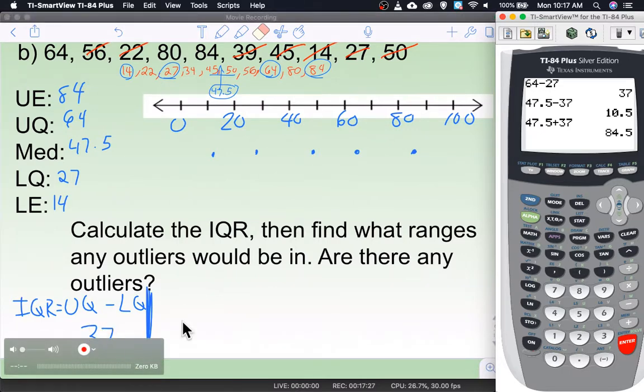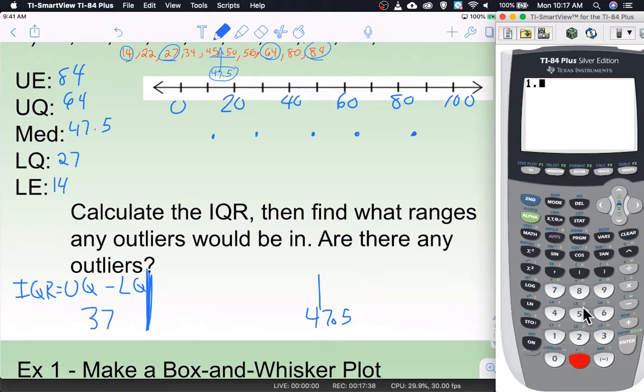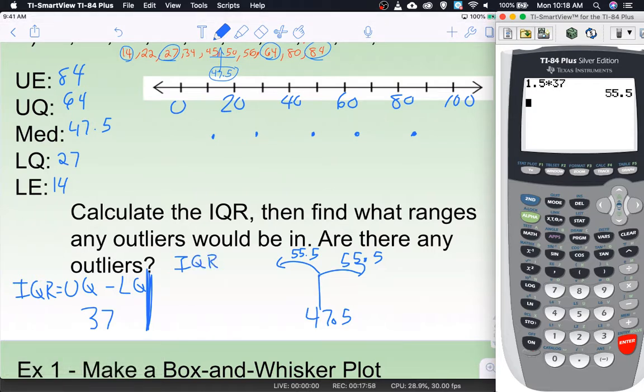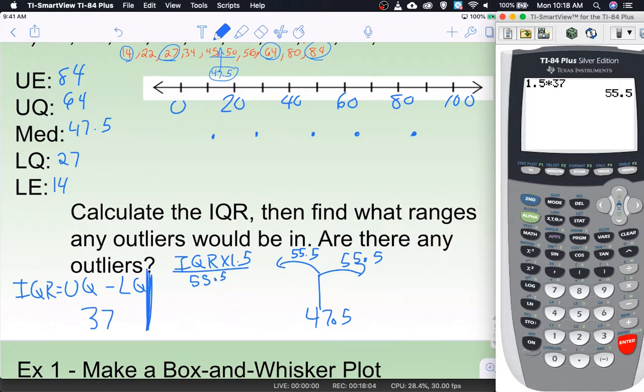Okay, this is the interquartile range. The definition is it's 1.5 times the interquartile range, so 1.5 times 37. So 55.5 bigger and 55.5 smaller. So it's not just the interquartile range up and down, it's the interquartile range times 1.5. Is 55.5.